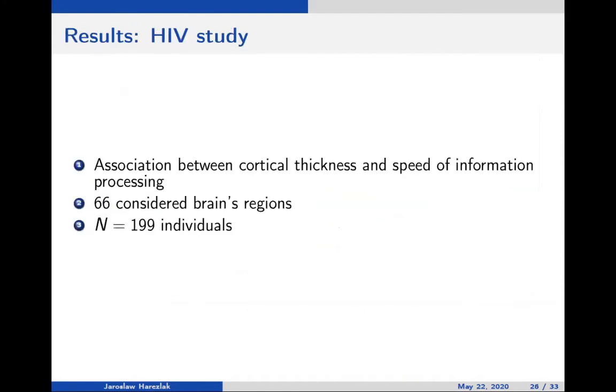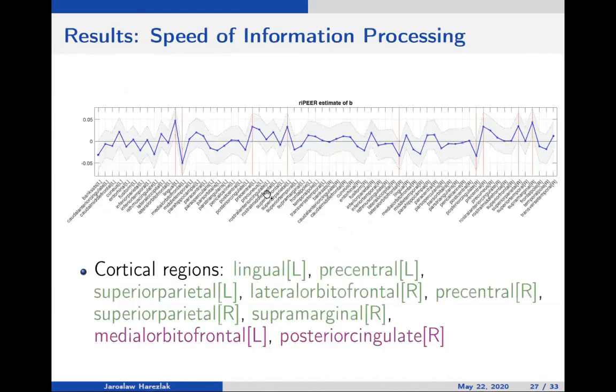The method that we developed, we used in the motivating study, where we had about 200 individuals and we considered 66 brain regions. And here is the output where we associate cortical thickness with one of the neuropsychological outcomes, speed of information processing. One thing that we're happy with was that the majority of the results were going in a positive direction, meaning that the thicker the portion of the brain, the association is positive. That makes sense here.